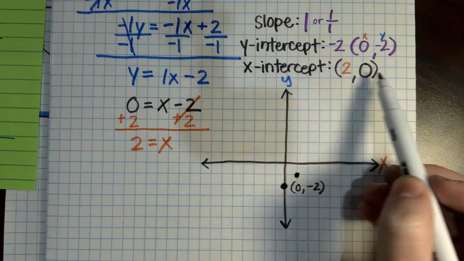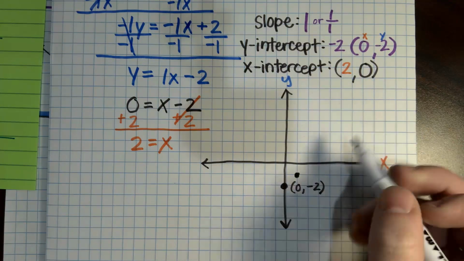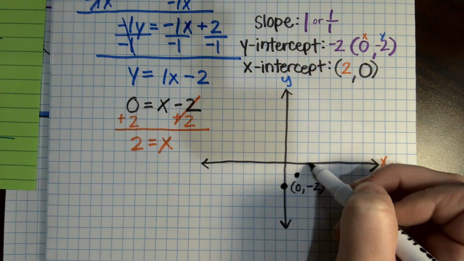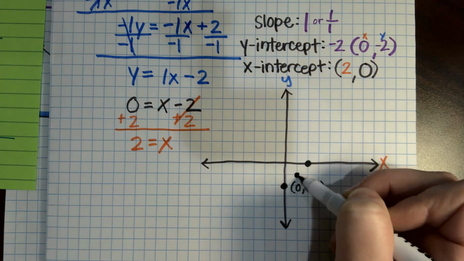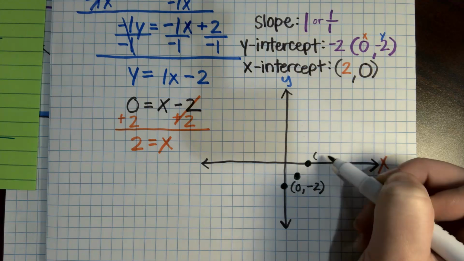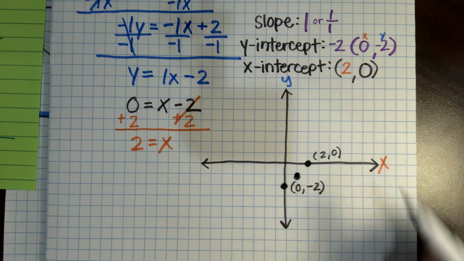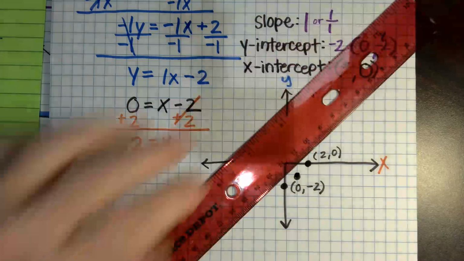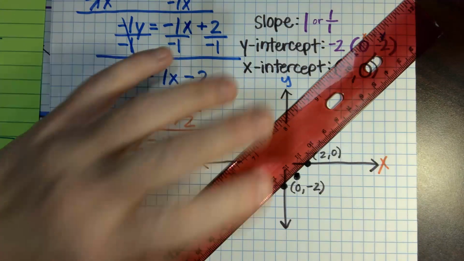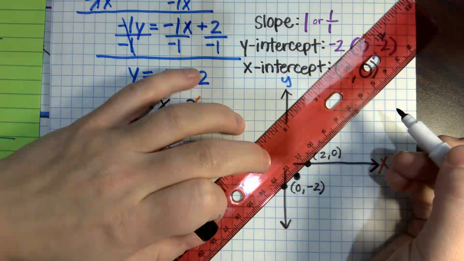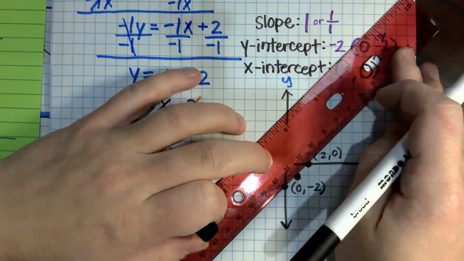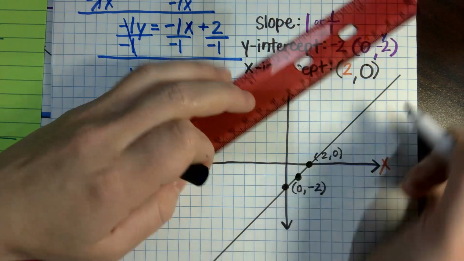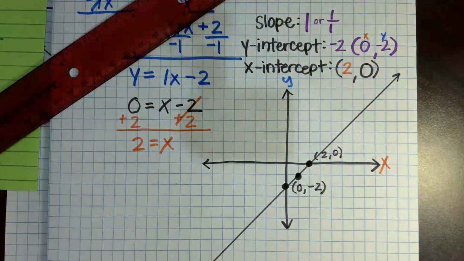But we also found the x-intercept, so let's go ahead and plot that too. So 1, 2, and up 0. I'm going to label that one 2, 0. Okay, all you got to do is connect the dots now. Get that straight, or straight enough. There we go. That's our line, guys.